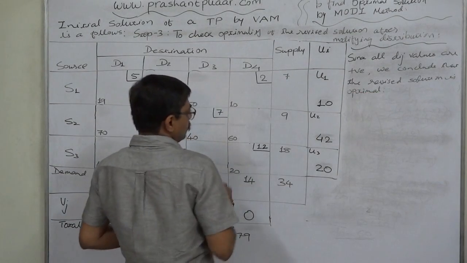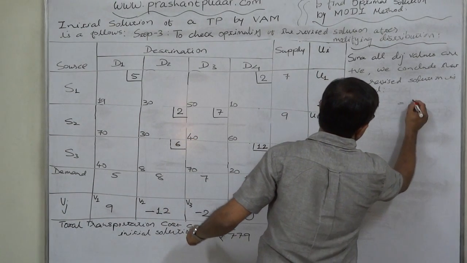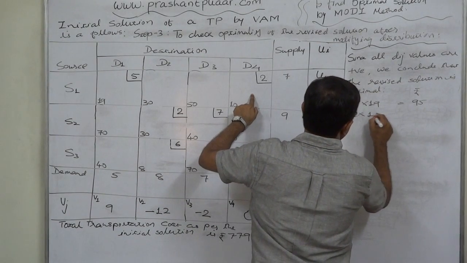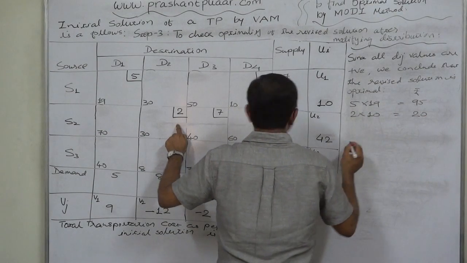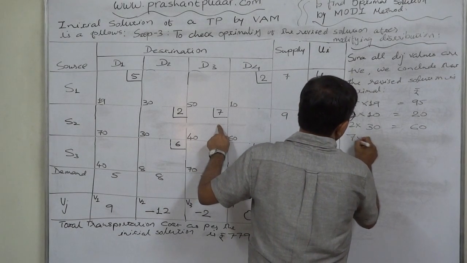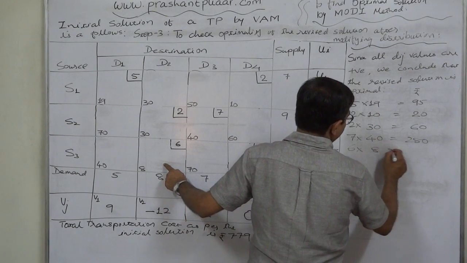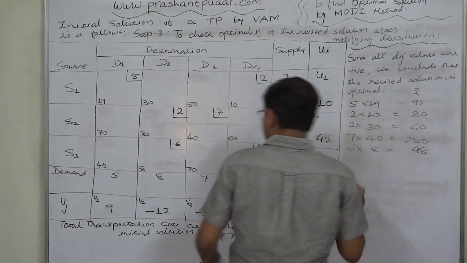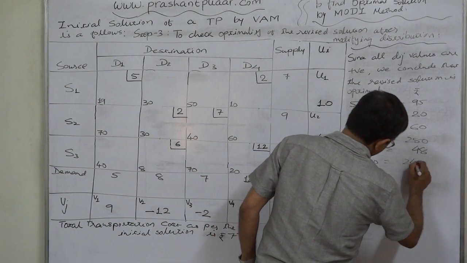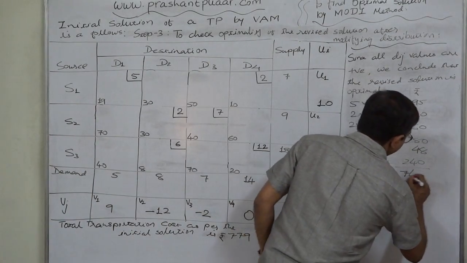So let us calculate the cost. It will be 5 units into rupees 95 for this cell, 2 units into 10 rupees 20 for this cell, 2 into 30 rupees 60 for this cell, 7 into 40 280 rupees for this cell, 6 units into 8 rupees 48 for this cell, and 12 units into 20 rupees 240 for this cell. It comes to 743.